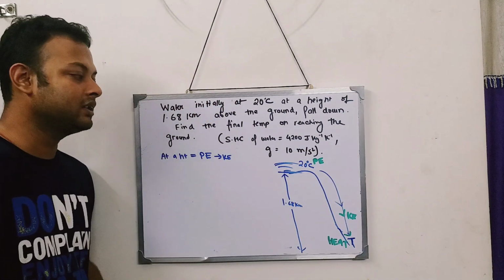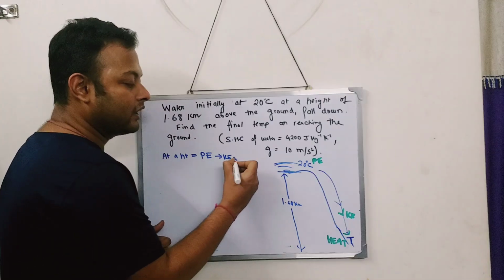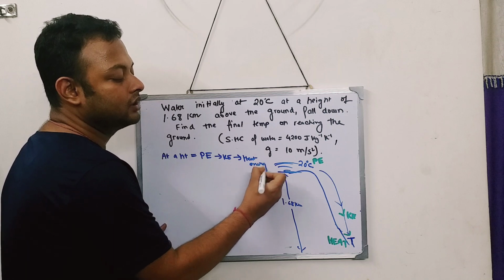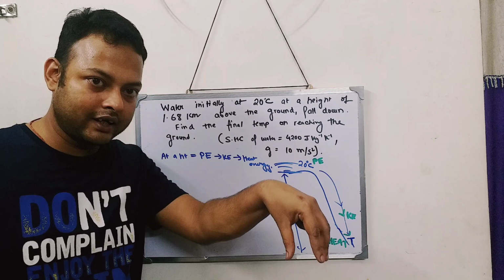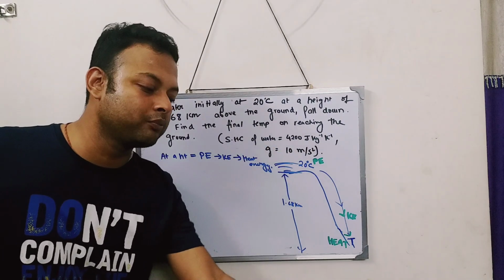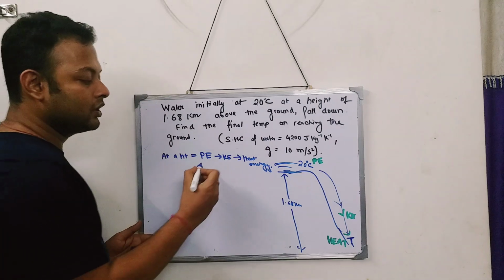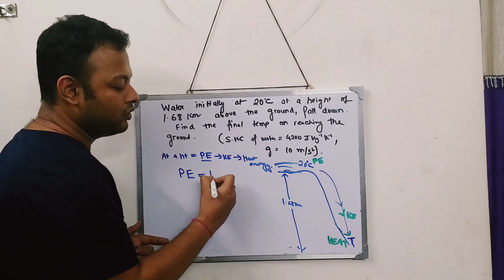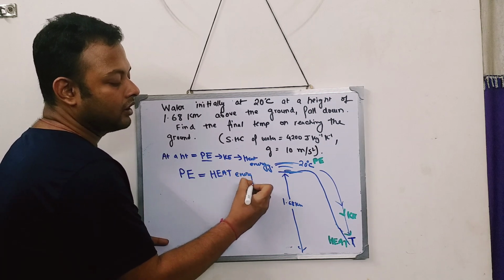So, what you can say, all the potential energy changes to kinetic energy, and the kinetic energy changes to heat energy. So first the water has potential energy, as it falls it has kinetic energy, and when it hits the ground, all the potential energy changes into heat energy. So you have to do the sum with this. The potential energy gets converted into heat energy.